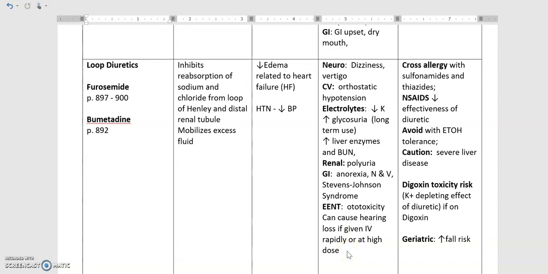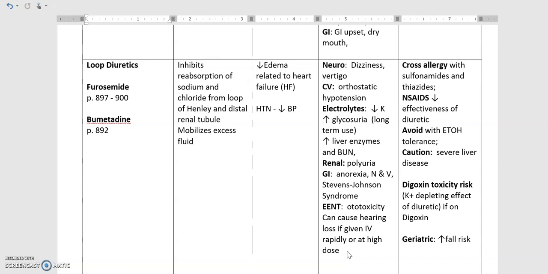Again, loop diuretics also have a cross allergy with sulfonamide and the thiazide diuretics, so you have to give these with very much caution. If you give a loop diuretic with an NSAID, you decrease the effectiveness of the diuretic, so patients are often asked not to take an NSAID while on their loop diuretic. You should not give a loop diuretic if the patient has an alcohol intolerance or if they have severe liver disease. And again, patients on loop diuretics have an increased risk of digoxin toxicity because of the potassium-depleting effect of the diuretic if they're also on digoxin.